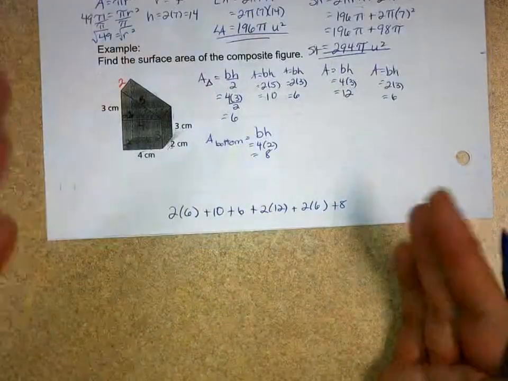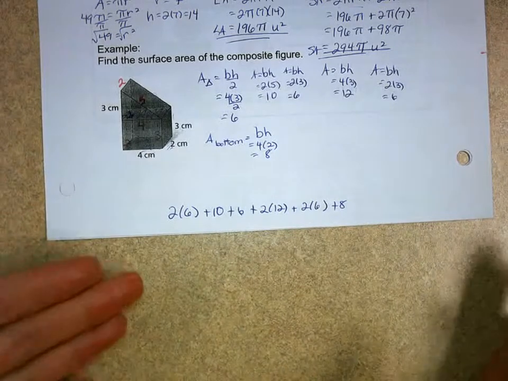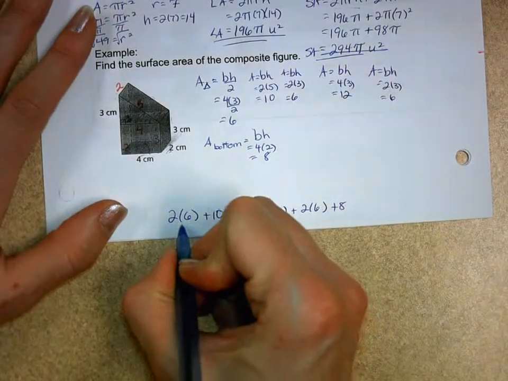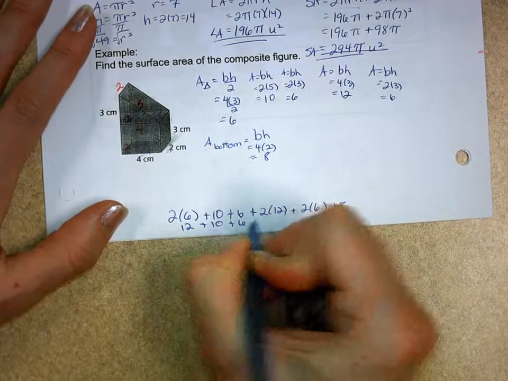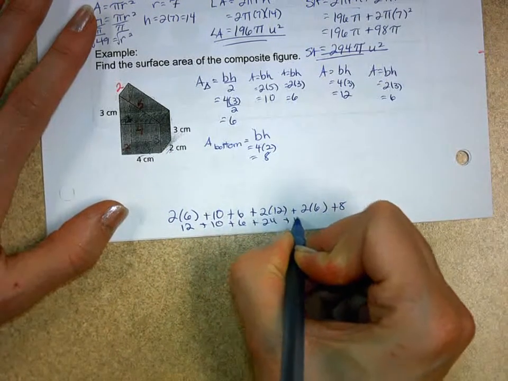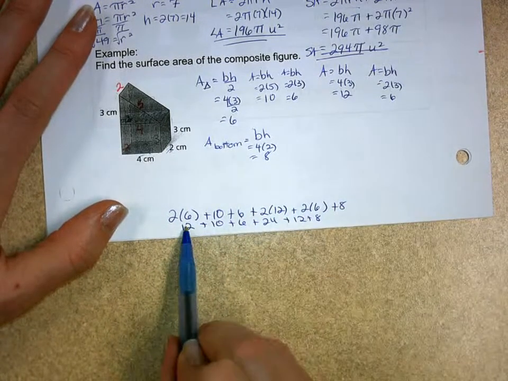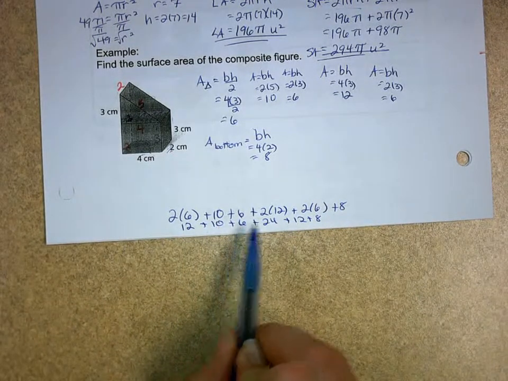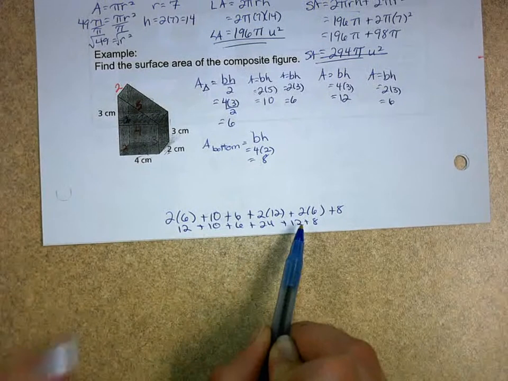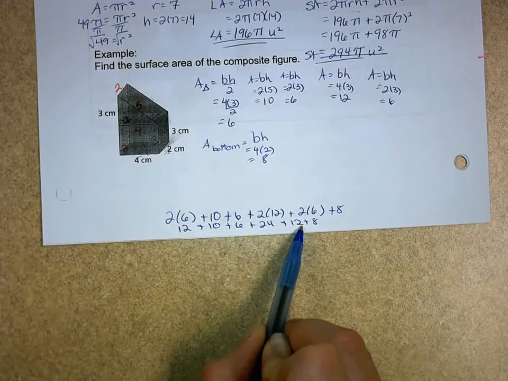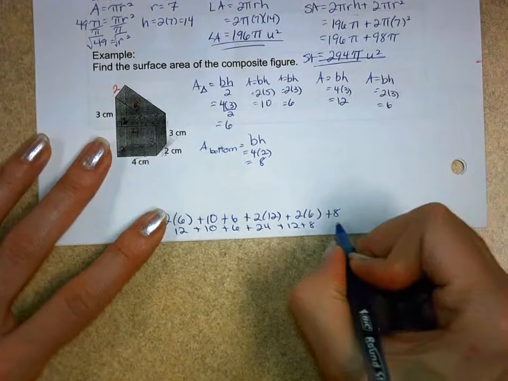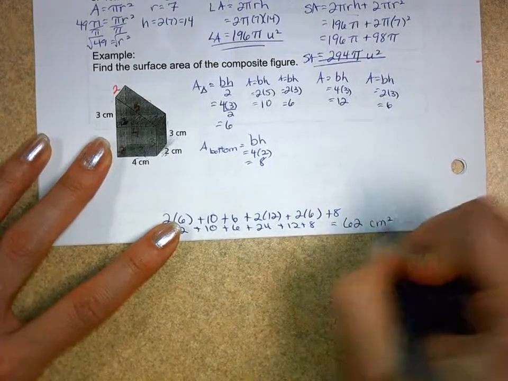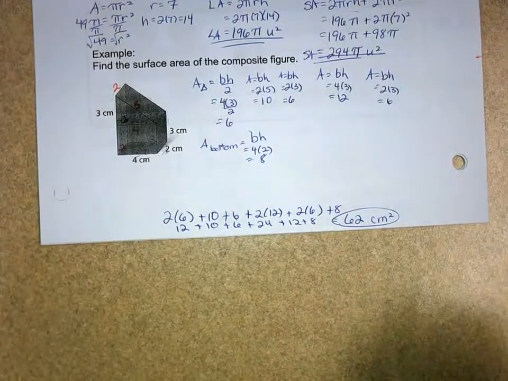Now here's all we're going to have to do is just punch that into your calculator and solve for the composite of the figure. Now I like, of course, doing a lot of this stuff in my head. I'm horrible at it, but you guys know I like doing that. So 12 plus 10 is 22, plus 6 is 28, plus 24 is 42, plus 12 is 54, plus 8 is 62. So that should be 62 square centimeters. We divide and conquered.